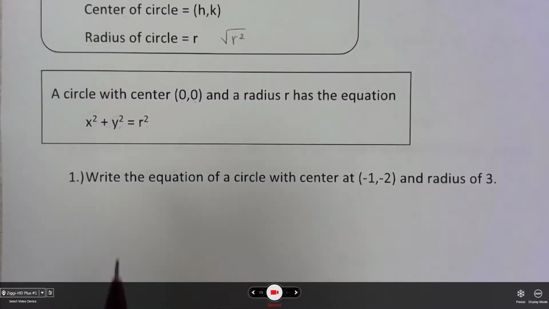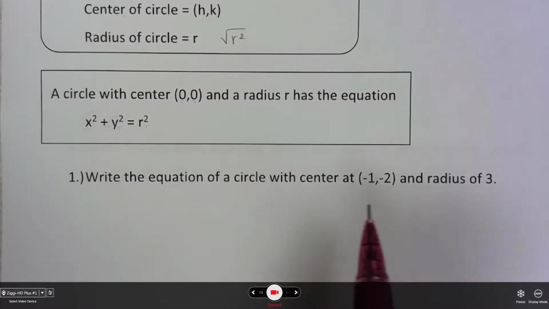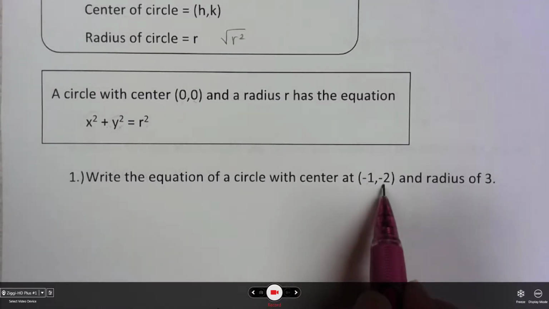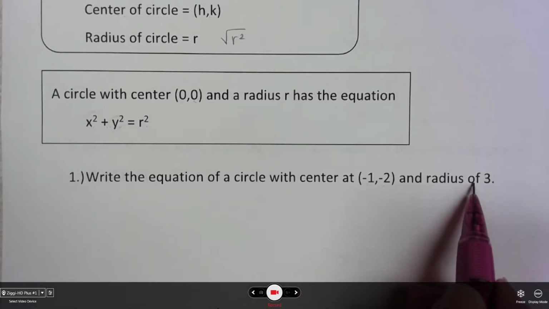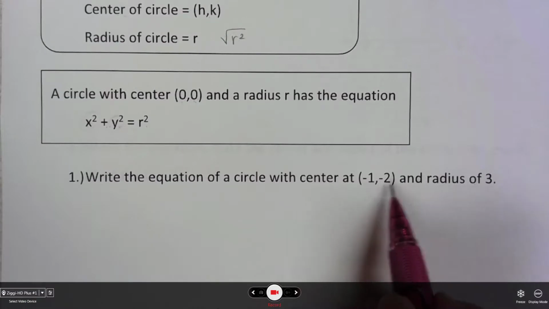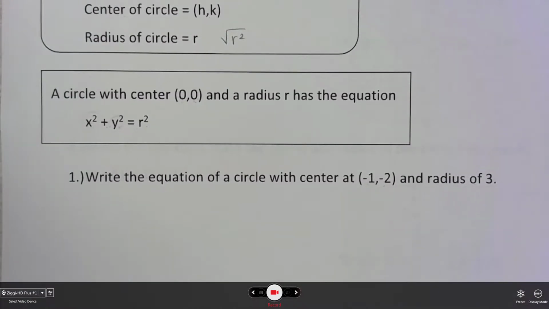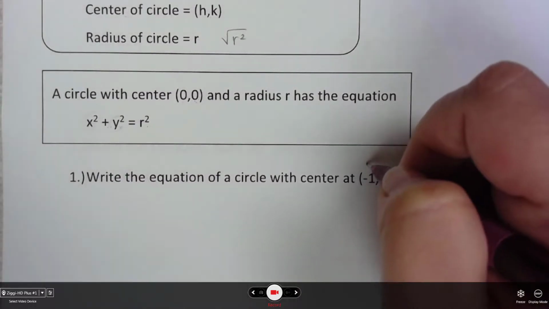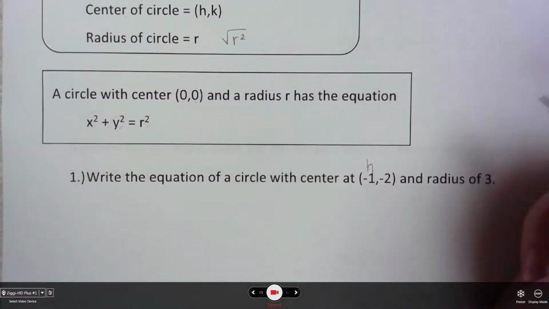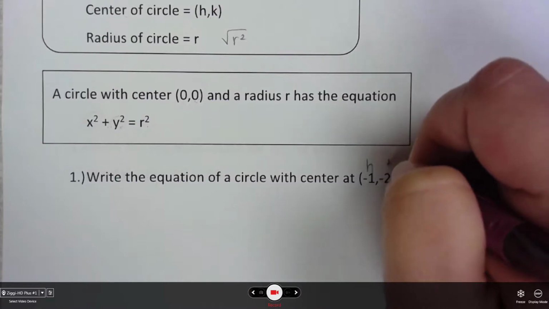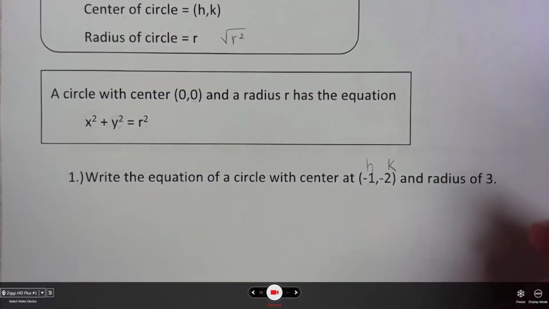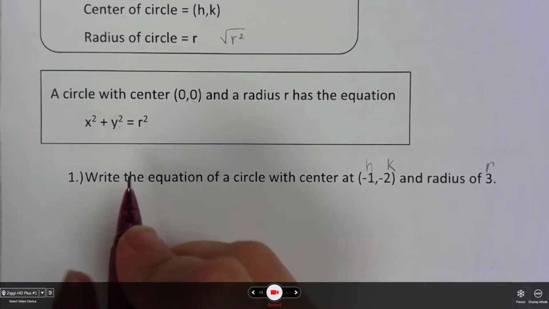We want to write the equation of a circle that has a center at -1, -2, and a radius of 3. To write the equation given the center and the radius, you simply plug them into the center radius form. The x coordinate is my h value, the y coordinate is my k value, and the radius r is 3. So we're going to plug those in.